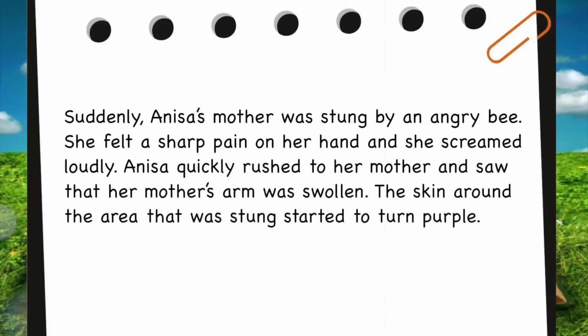Suddenly, Anissa's mother was stung by an angry bee. She felt a sharp pain on her hand and she screamed loudly. Anissa quickly rushed to her mother and saw that her mother's arm was swollen. The skin around the area that was stung started to turn purple.